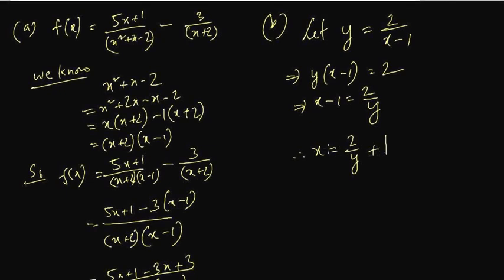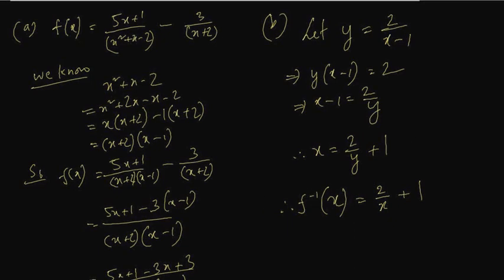Now you have found x. This is the inverse of f(x). So f inverse x equals, but you cannot write y because here they have written x. So 2 by x plus 1. That's it. This is f inverse x. Done. And be careful about f inverse and f prime. f prime means derivative, so be careful about that.